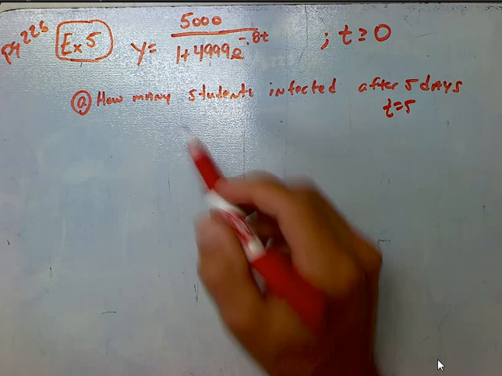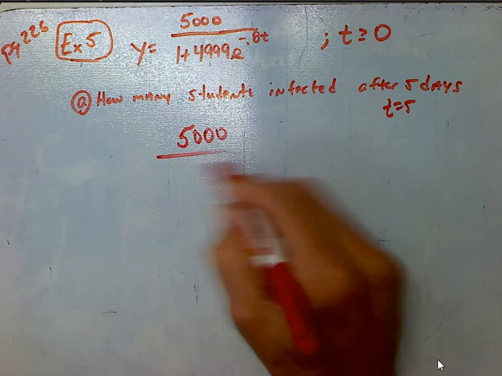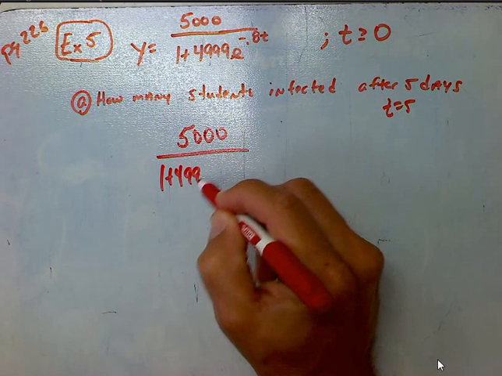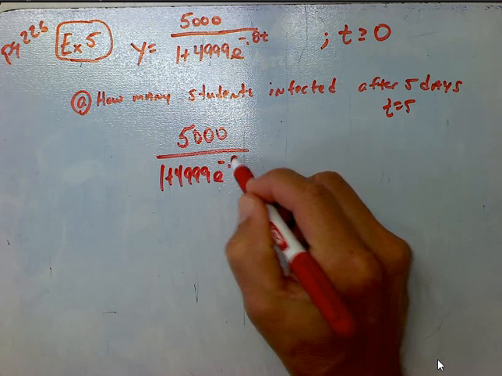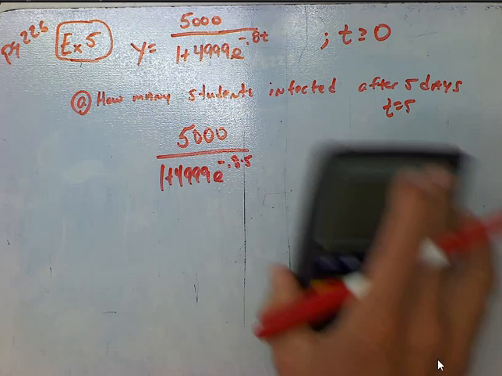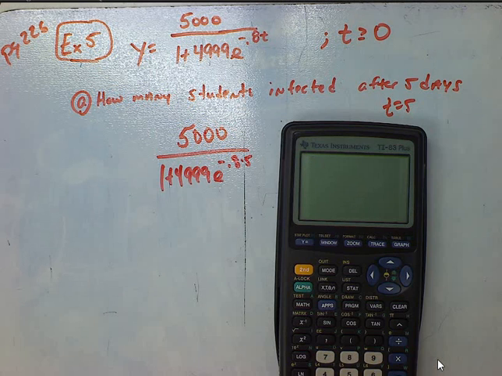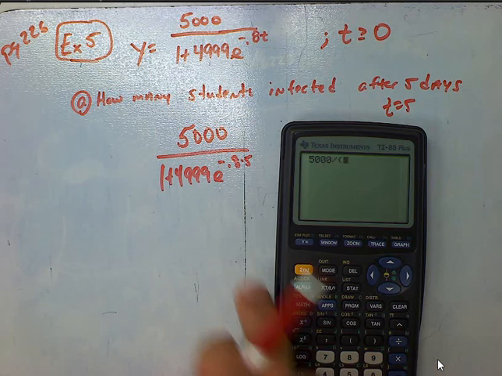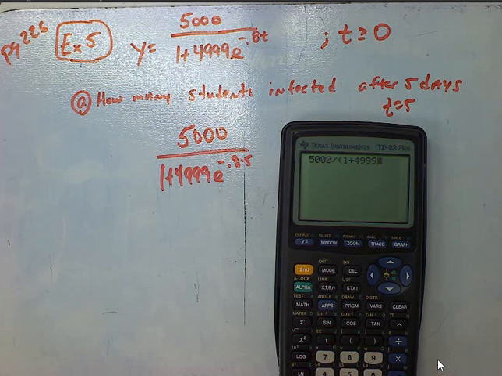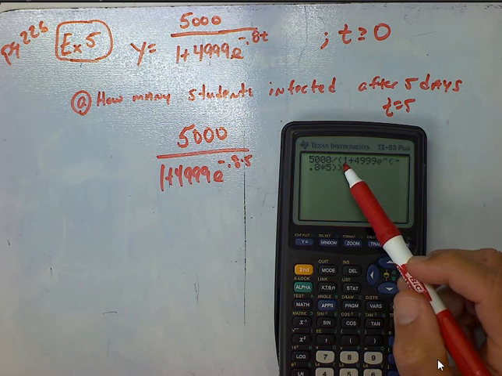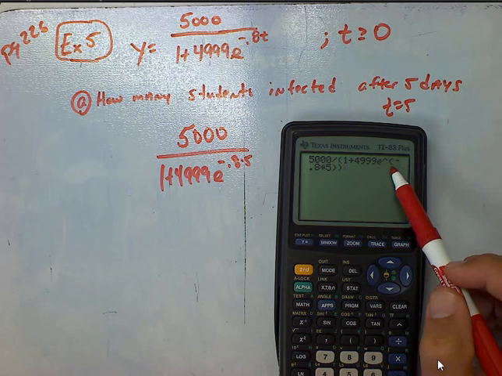So I'll have 5,000 divided by 1 plus 4,999 e to the negative 0.8 times 5. In my calculator, I might be able to get all that in at one time. 5,000 divided by, then parenthesis for the bottom, 1 plus 4,999 second e to the negative 0.8 times 5, close two parentheses, because I have one set of parentheses open to start it, so the second one closes it. I have one set of parentheses for the e, so that parenthesis closes it.